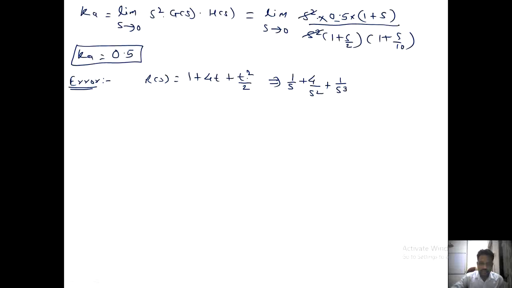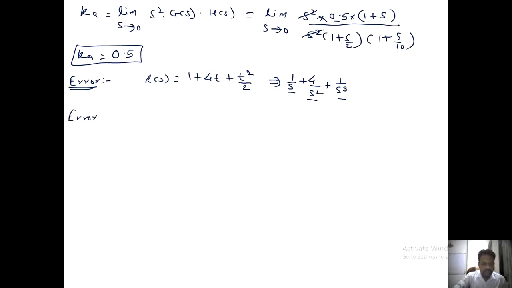T square by 2 is the form of a parabolic input. Something times t is a type of ramp input, and only a constant, either 1, 2 or 5, whatever, is a step type input. So we have converted into Laplace form the step type, ramp type and parabolic type of input. Now all three inputs are given in a single numerical, so we need to apply step by step for all the given inputs.